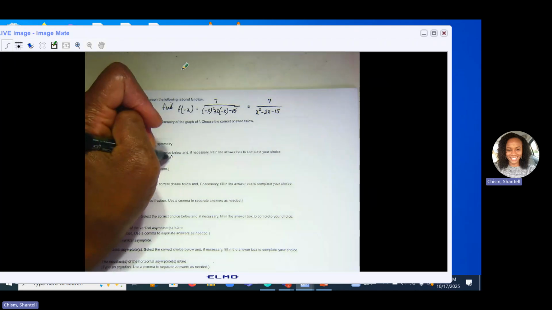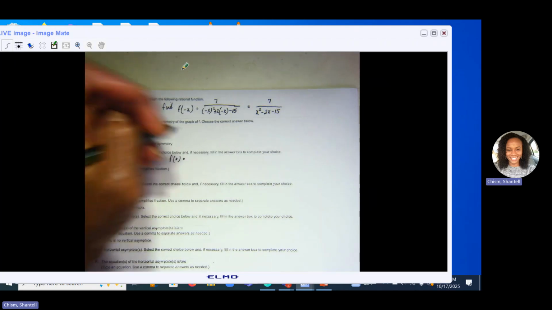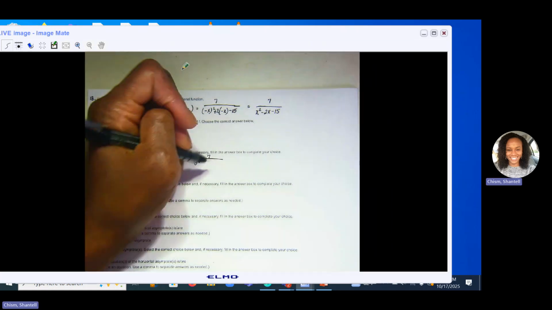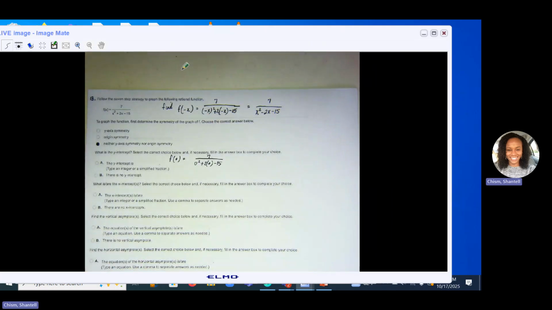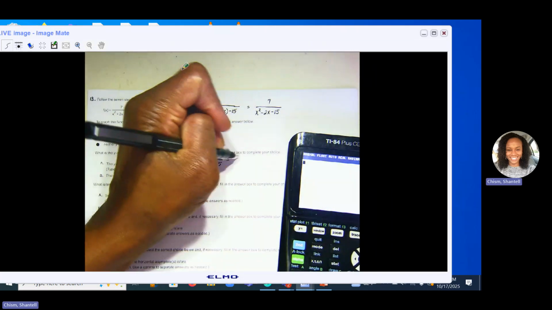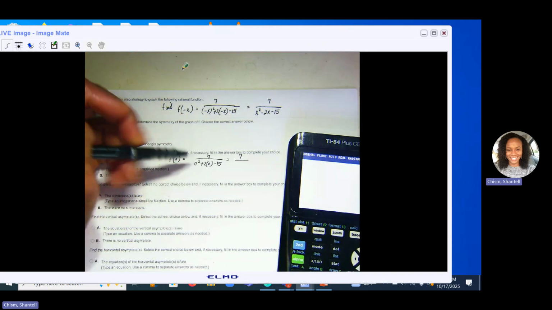That's where we find f at 0, or we evaluate f at 0. So 7 over 0 squared plus 2 times 0 minus 15. What does that give us? Let's see. So we have 7 on top, 0 plus 0 minus 15, so negative 15 on bottom, that's just a negative 7 over 15.